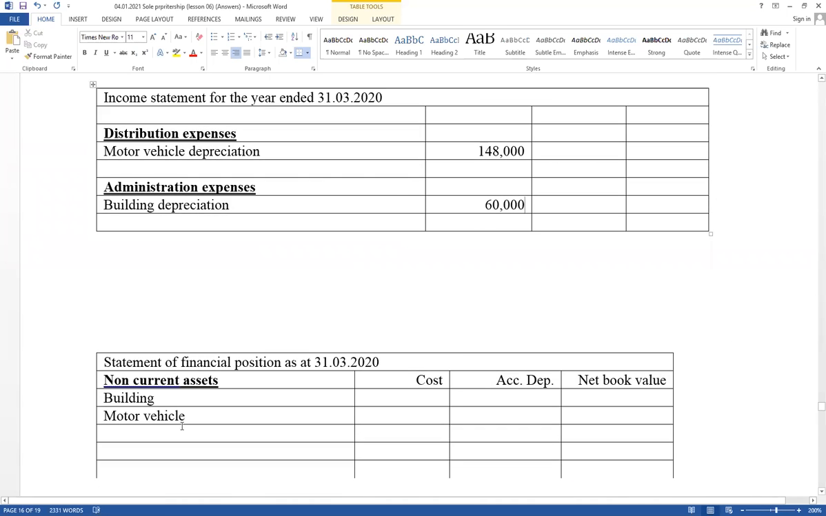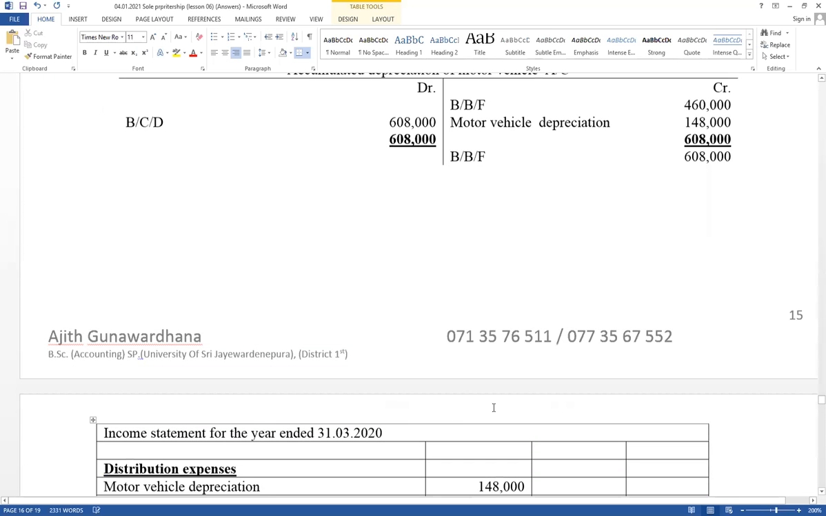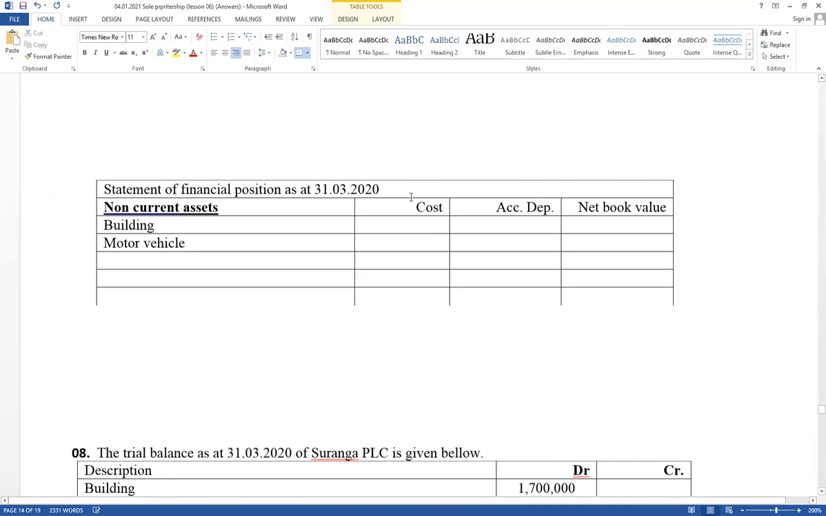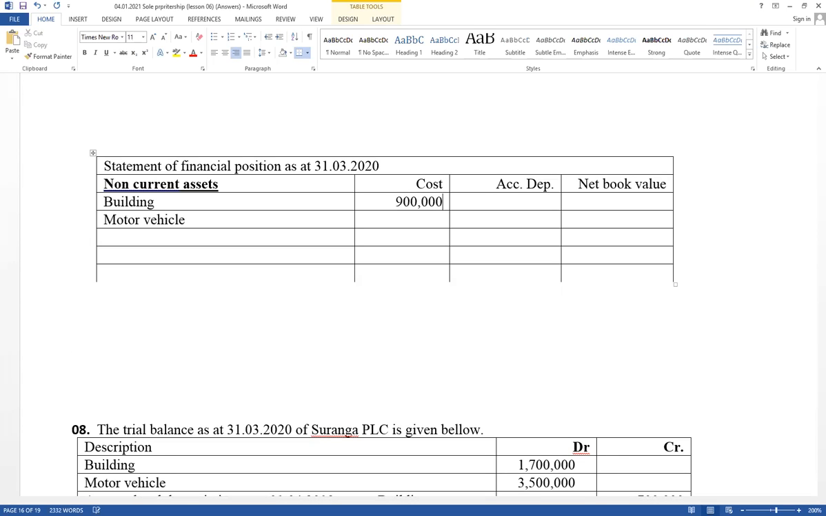As well as the financial position, for building and motor vehicle, the cost value should be included in the first column, and the closing balance of accumulated depreciation should be included. Let's see the trial balance. Cost value is given: building 900,000, motor vehicle 1.2 million. But the accumulated depreciation there is the opening balance, and this value cannot be included in the financial position. The closing balance is calculated, but the cost value is not changed. Therefore, 900,000 and 1.2 million are recorded as cost in the financial position.